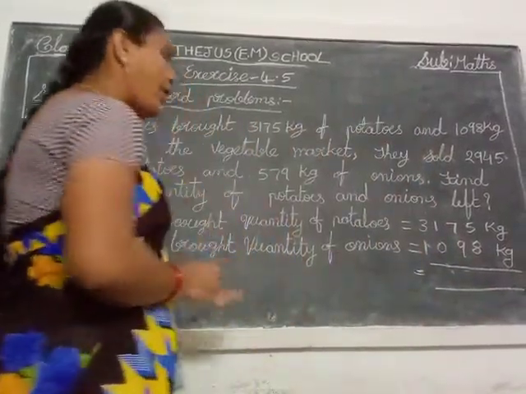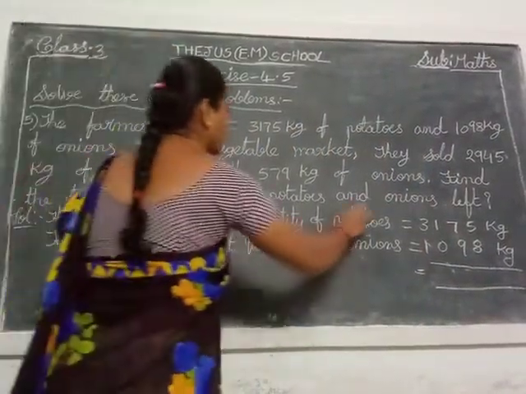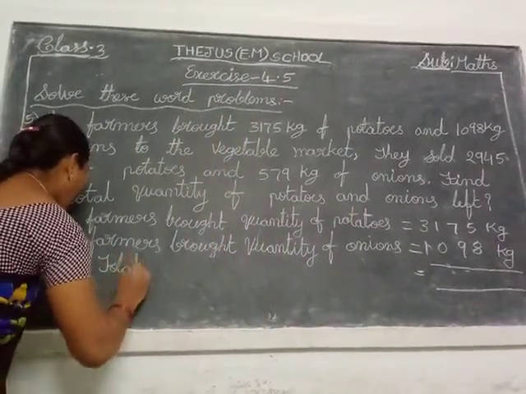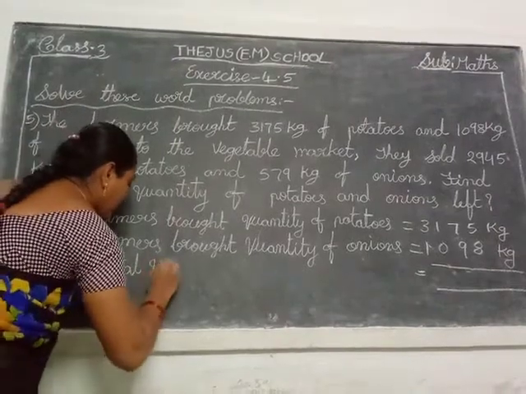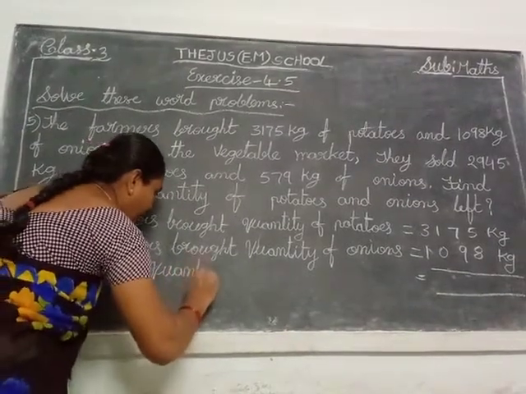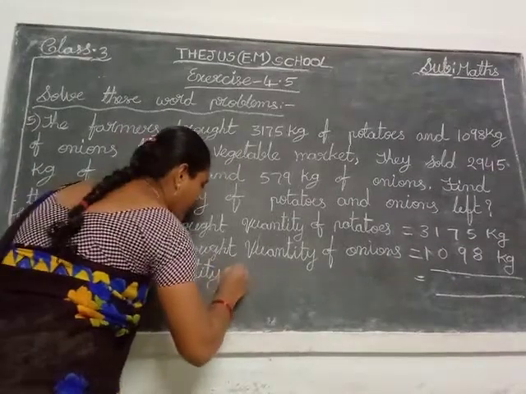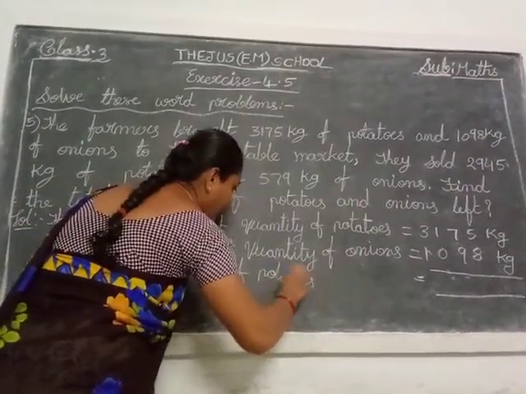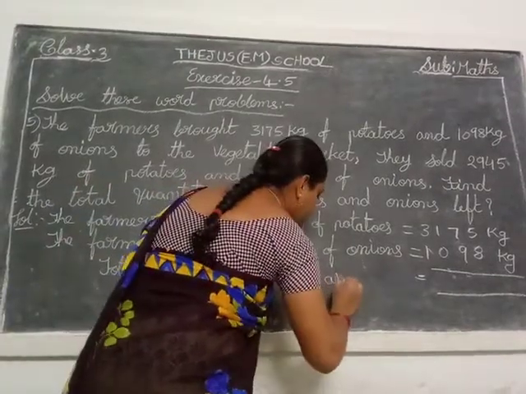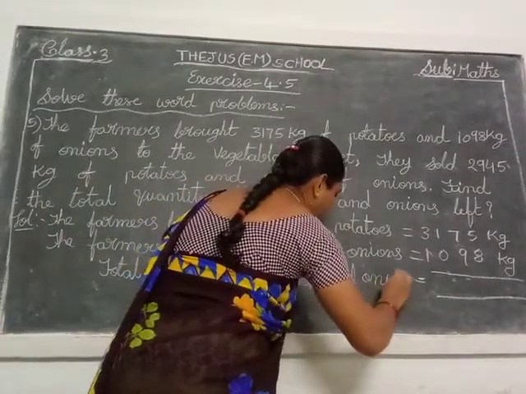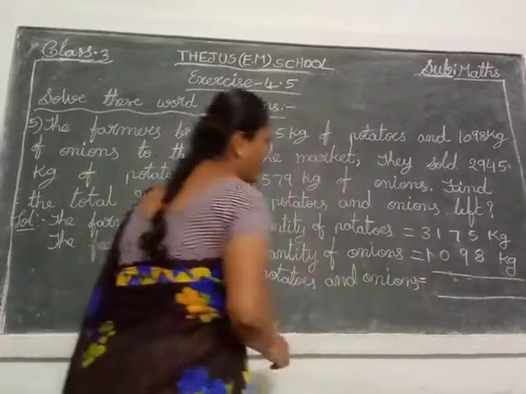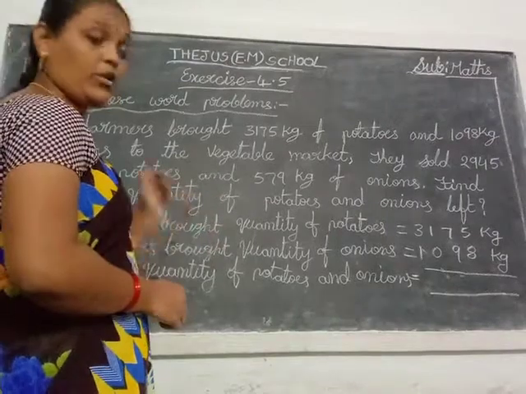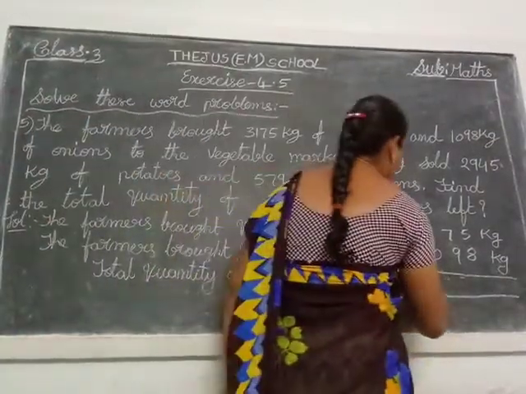So total quantity of potatoes and onions. You write here total quantity of potatoes and onions. So now we find out total how many kgs of potatoes and onions. So you do the addition here.